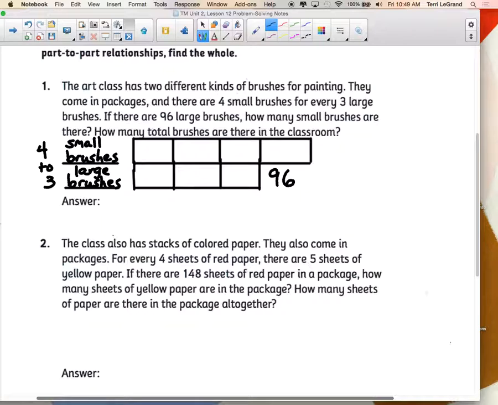And what are we going to do with that 96, class? Divide it by 3, because the ratio says there are 3 large brushes. We have 3 equal shares there. So what's 96 divided by 3? 32. Okay. So what are we going to do with that 32? In all of them. Every one of these are equal shares, so we have a 32 in all 3 of them for the large brushes, and then we have 32s in all of them for the small brushes.